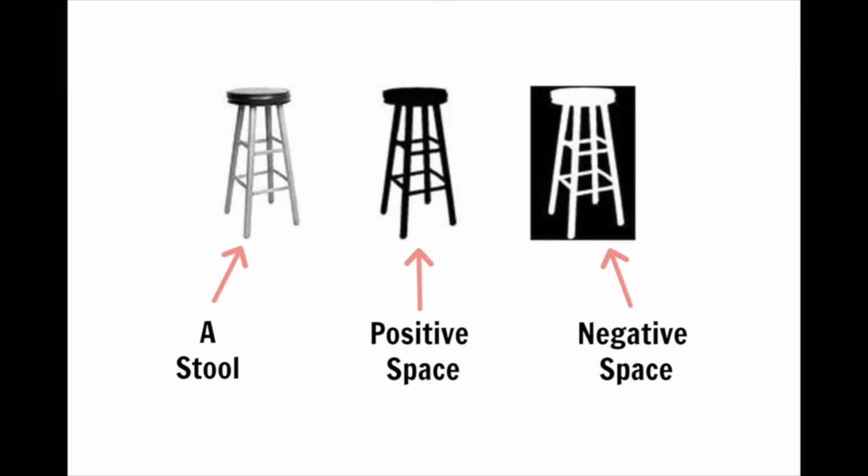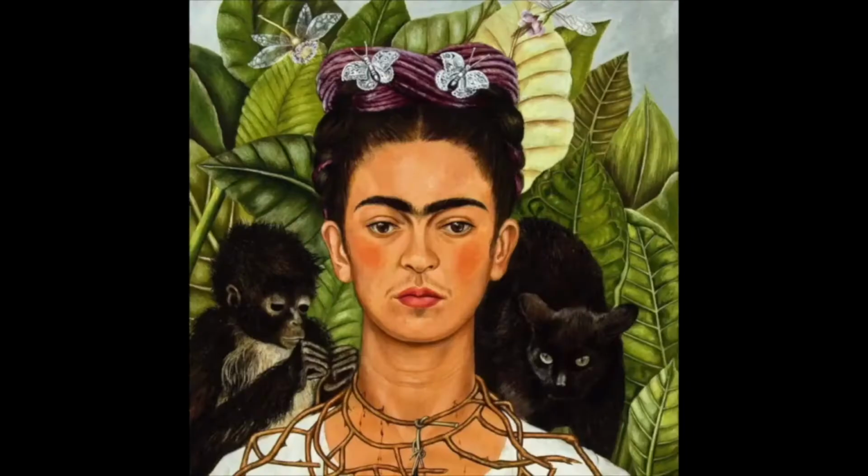The positive space in your artwork is usually what's the main subject of your artwork. That's what the positive space is, as illustrated by this stool. The negative space is the background or the space around your subject. Typically, our eyes are drawn to the positive space first.